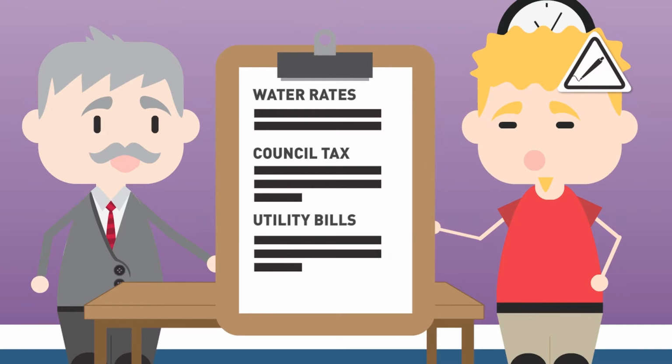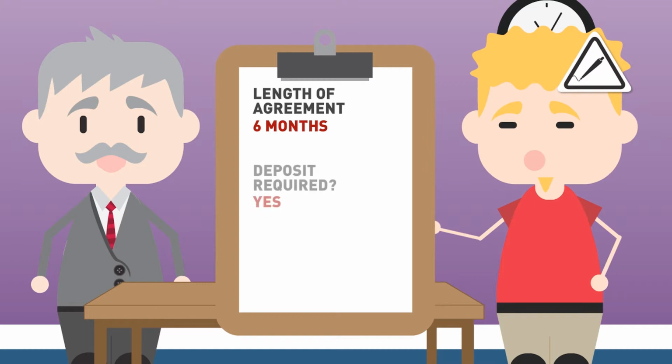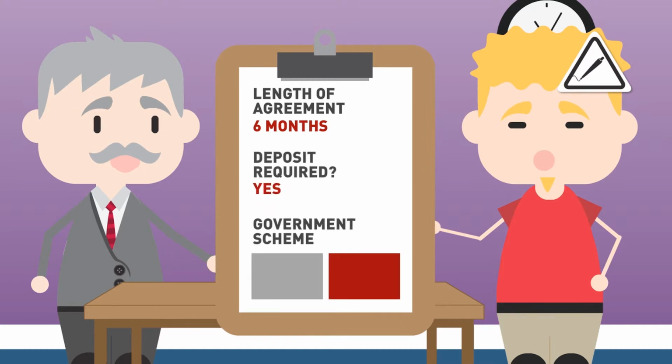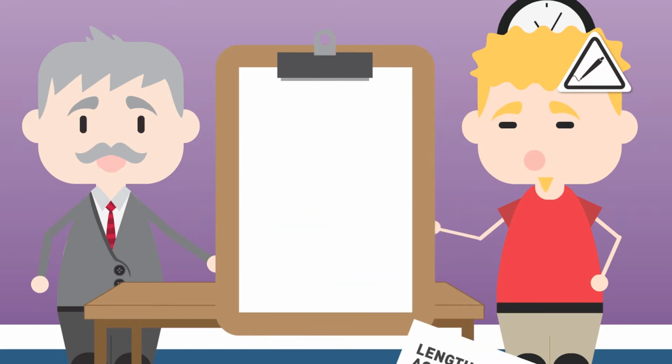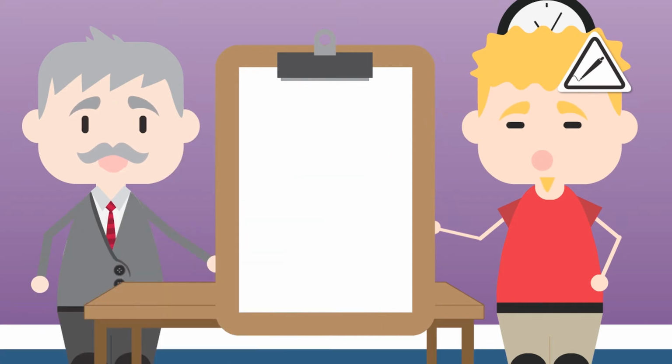It will also cover how long the agreement is and whether you have to pay a deposit, and if so, what it covers and which government scheme it's protected in. The deposit protection scheme must be mentioned as this is a legal requirement. The agreement should also cover who is responsible for repairs, maintenance and upkeep.